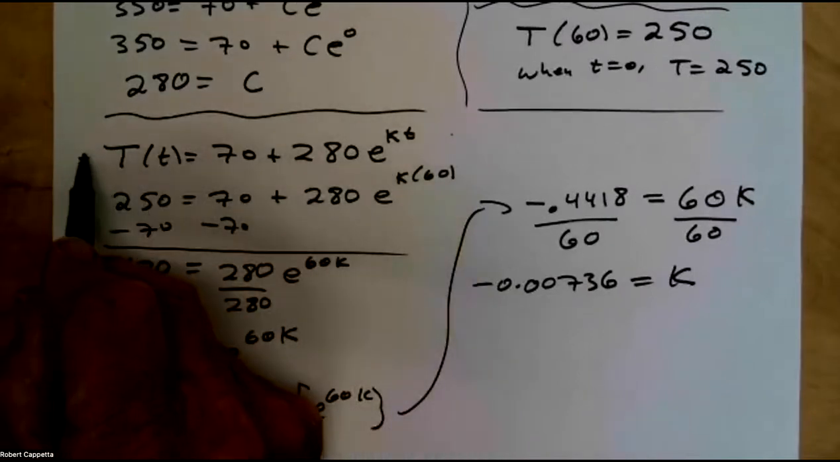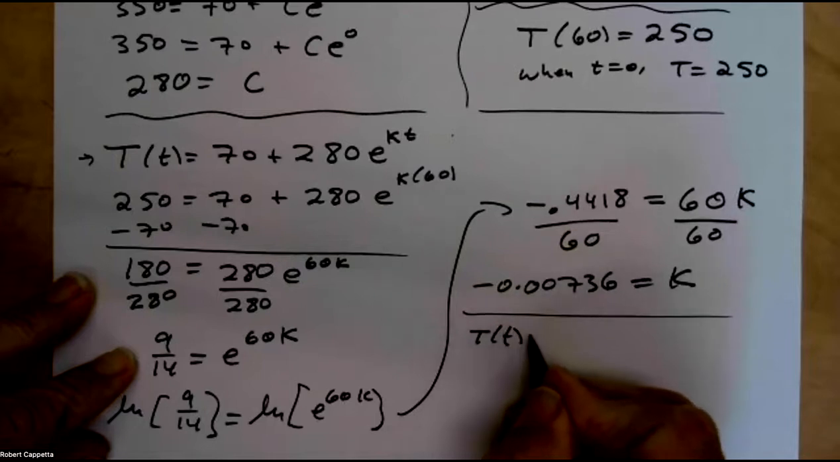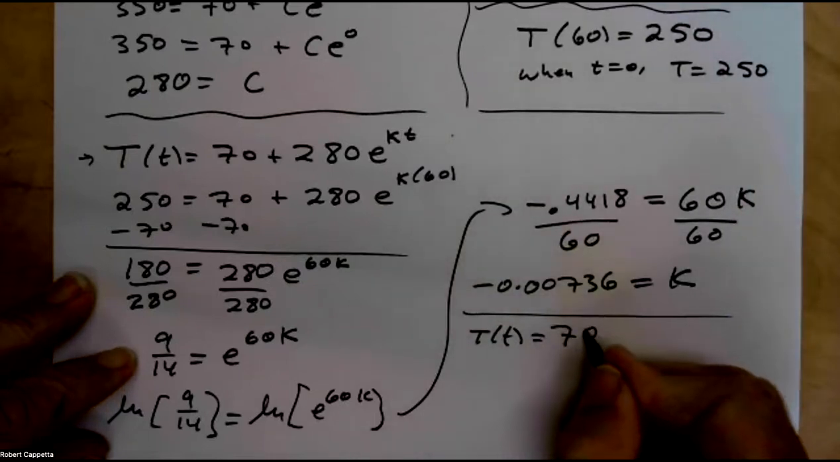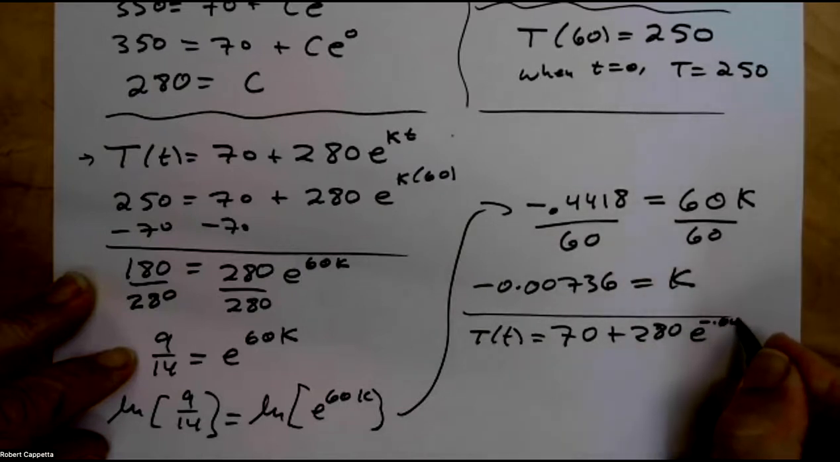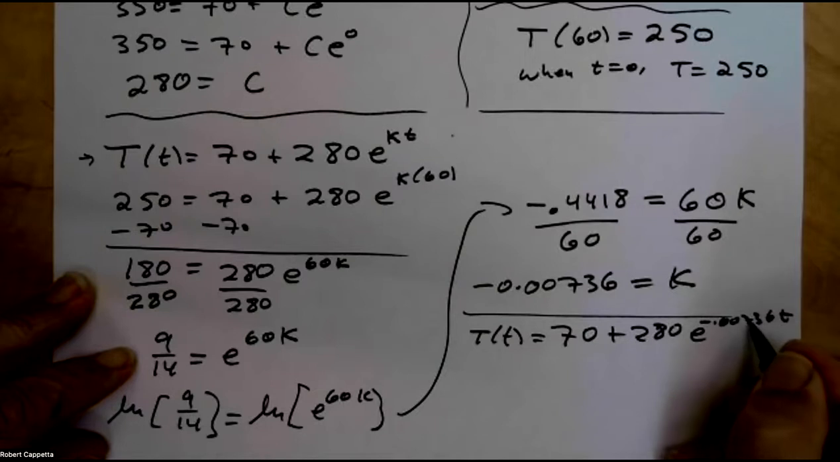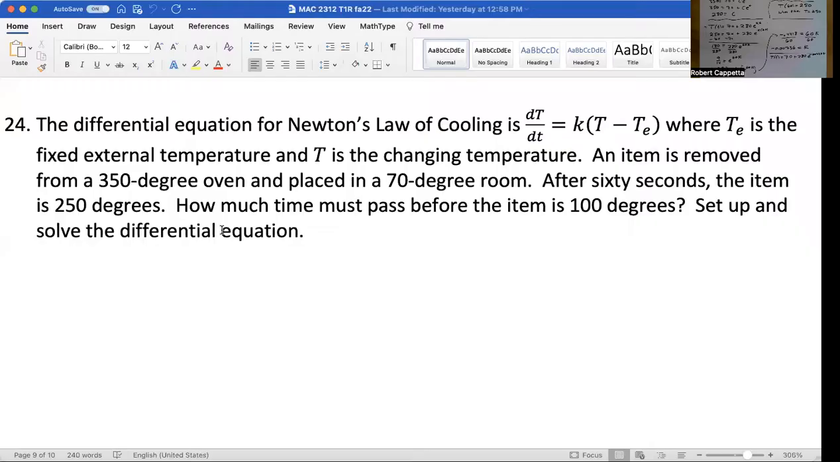Remember, this is where we were before. So my final function, T of t, equals 70 plus 280 e to the negative 0.00736t. And then what do we want to find? What was the question asking us to do? How much time must pass before the item is 100 degrees? Maybe 100 degrees is when we expect to be able to consume said item. So when do we have 100 degrees?